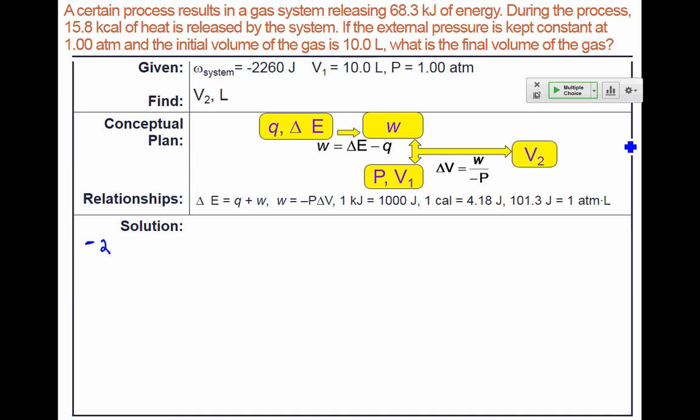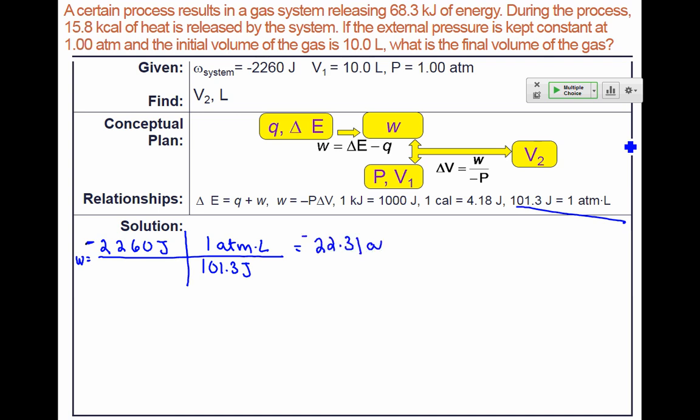So all I'm doing is rewriting the joules that we found for our work. And we're going to convert this to ATM liters. And again, this is something that we know. This is a given, that 101.3 joules is equal to 1 ATM times liter. So now we have this in units that we can use to calculate our change in volume.